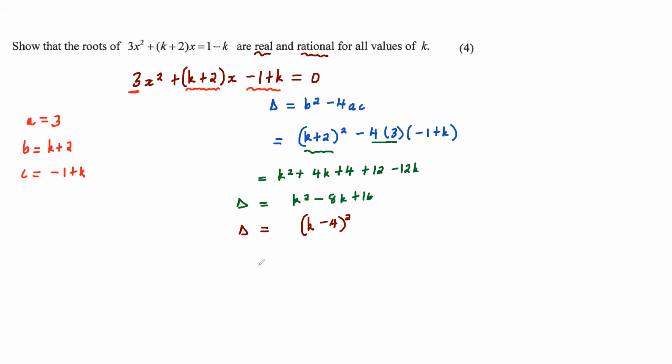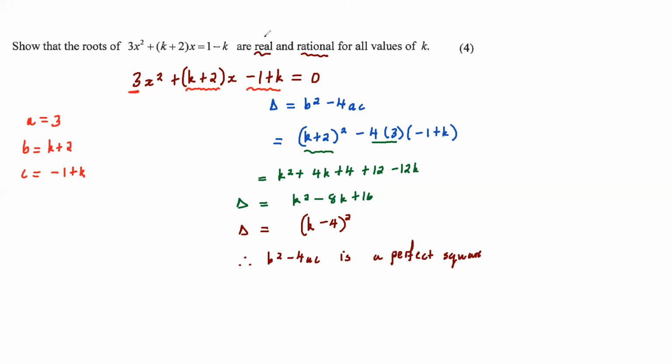So therefore, I have proved, by showing that the discriminant is k minus 4 squared, that these particular roots are real and they are rational for all values of k. So therefore, I can conclude that b squared minus 4ac is a perfect square. So I'll write it as perfect square right there. And because it's a perfect square, what is the conclusion?